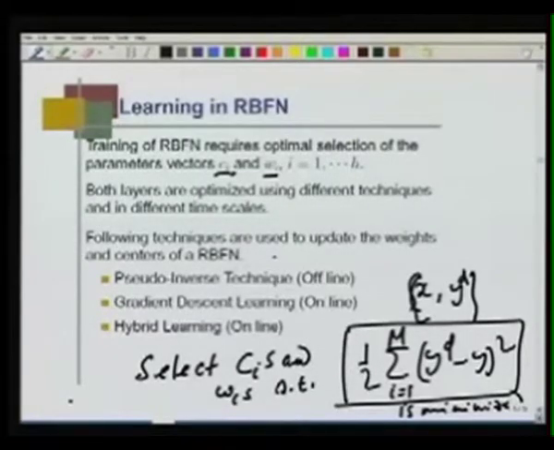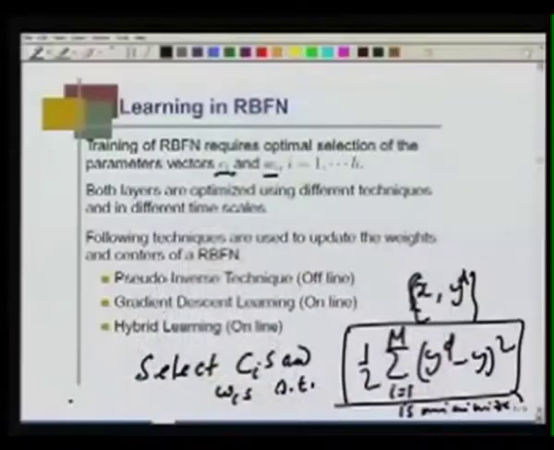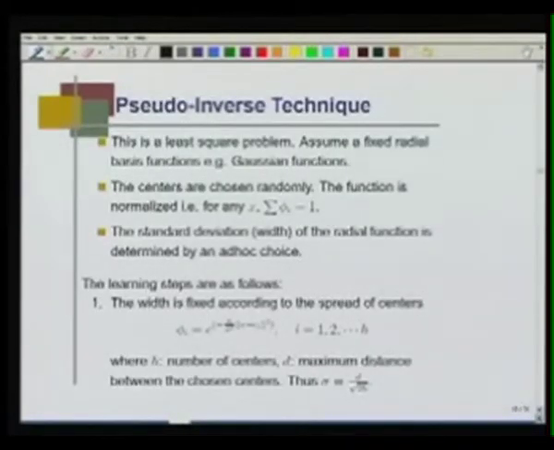The following techniques are used to update the weights and center of RBFN. There are many methods by which these centers and weights are optimized. One, the very simple one, is the pseudo inverse technique, which is an offline technique; then gradient descent learning and hybrid learning. These are online techniques. Gradient descent is the same as back propagation, what we talked about in multilayer network. What is a pseudo inverse technique? So, this is a least square solution.